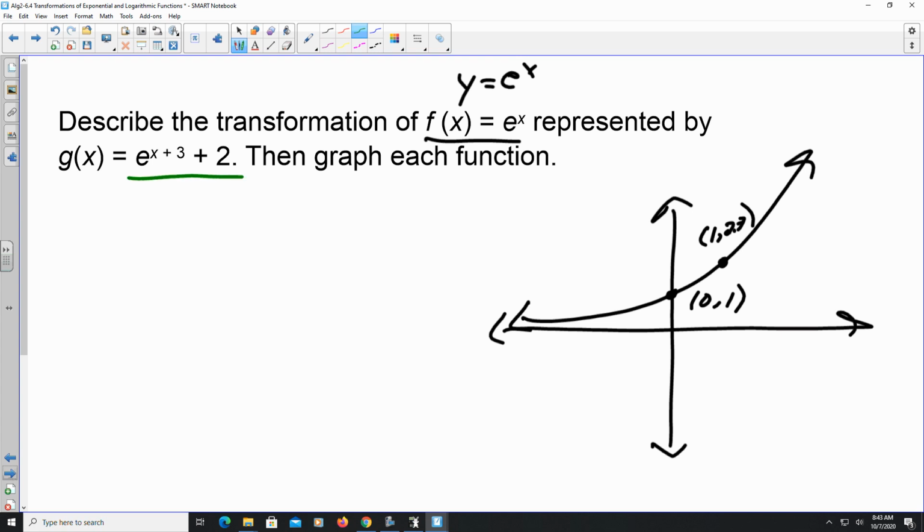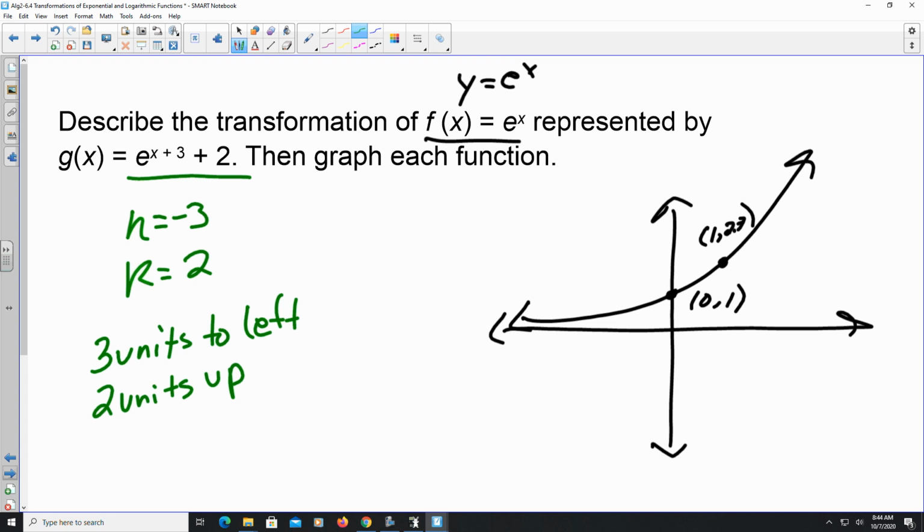If we look at this graph here, what they're telling us is we have a transformation with h being -3, because it's always represented as the opposite for h, and k is +2. So we are going to move this graph 3 units to the left and 2 units up.